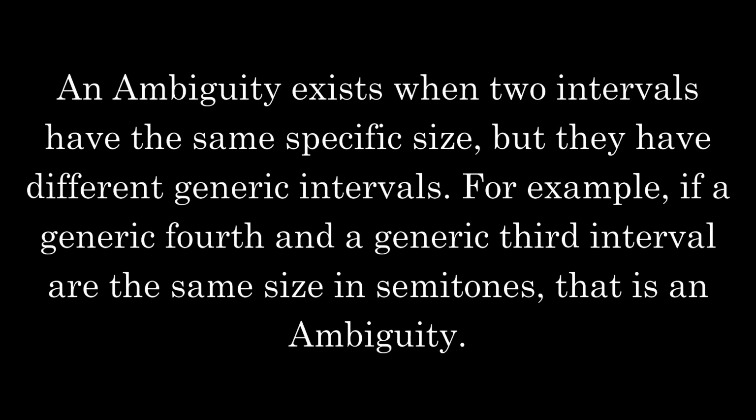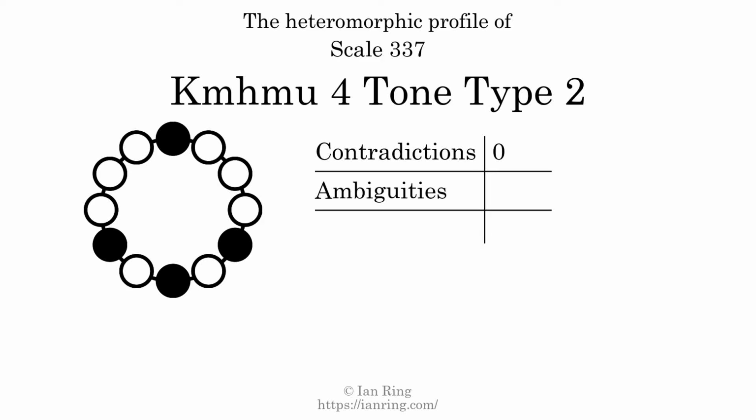An ambiguity exists when 2 intervals have the same specific size, but they have different generic intervals. For example, if a generic fourth and a generic third interval are the same size in semitones, that is an ambiguity. The number of ambiguities in this scale is 4.